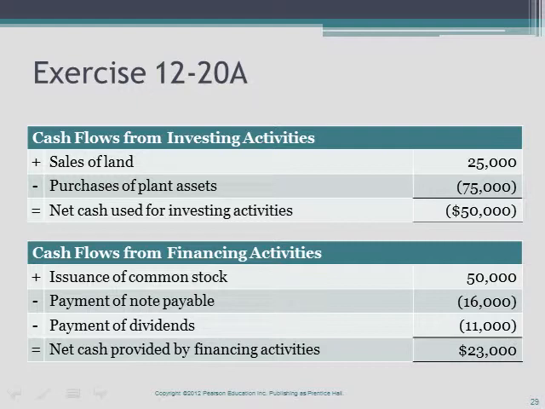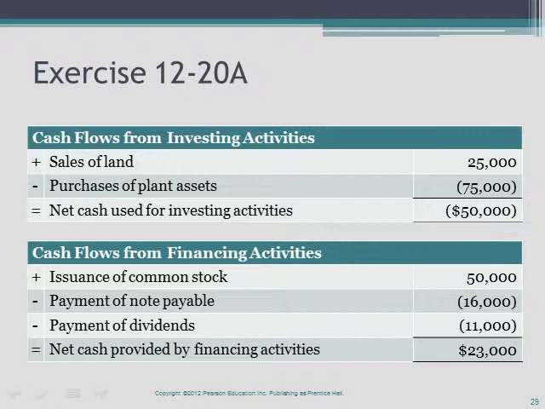Then we use the additional data provided in the exercise to complete the investing section. There were two investing activities. Acquisition of plant assets was $130,000, and if you recall, of this amount, $75,000 was paid in cash and $55,000 was paid by signing a note payable. The proceeds from the sale of the land totaled $25,000. So here we're adding the cash received from the sale of land and deducting the purchase of assets, that portion of which was paid in cash.